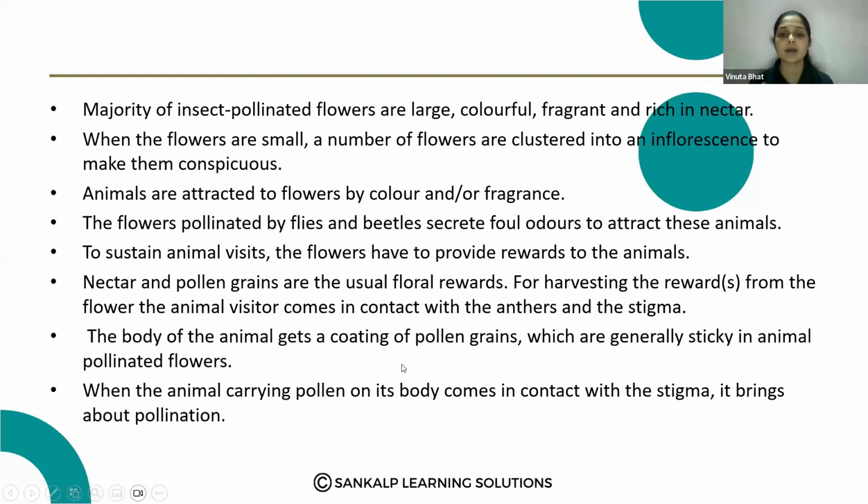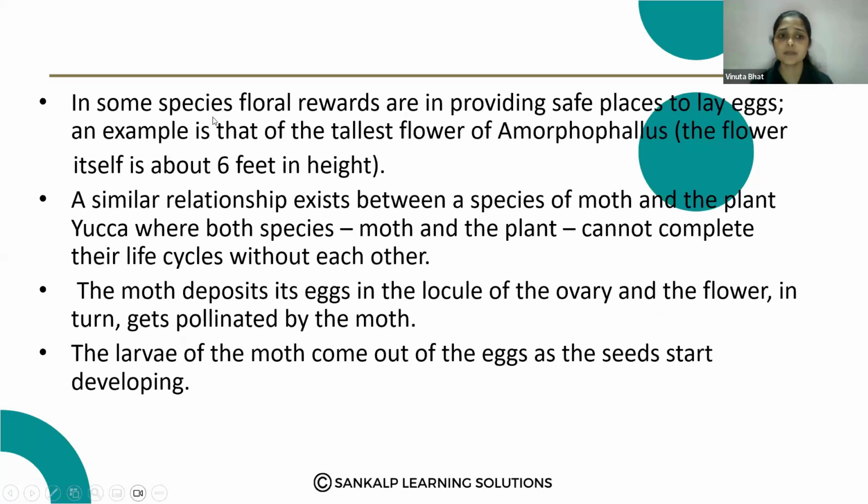Just imagine a honeybee that collects the nectar from a flower, and the pollen grains are coated on the animal's body. When it visits another flower, the pollen grains are dusted on the stigma of the flower, and it brings about pollination. In some species, floral rewards are providing safe places to lay eggs. For example, the tallest flower, Amorphophallus, that is about 6 feet in height.